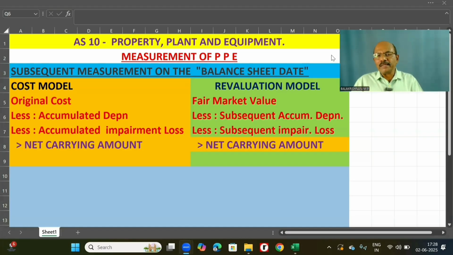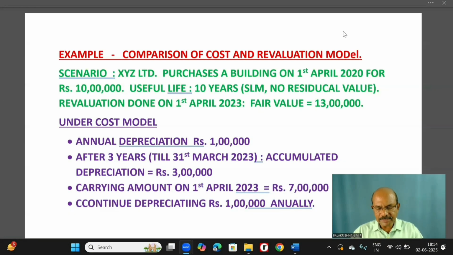Well, a small illustrative example, let us take up. Example, comparison of cost and revaluation model. Let's take a scenario. XYZ Limited purchases a building on 1st April 2020 for rupees 10 lakhs. Useful life 10 years and straight line method of depreciation, and no residual value also. Revaluation done on 1st April 2023, fair value being 13 lakhs.